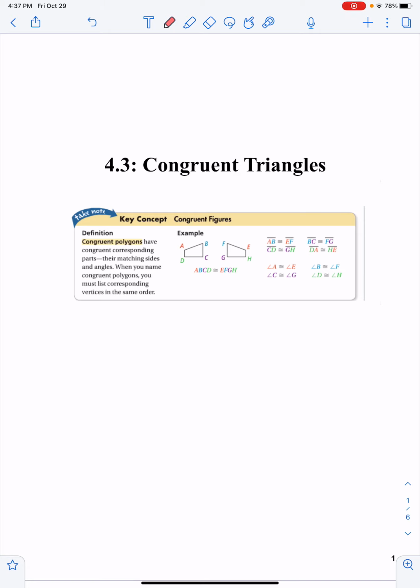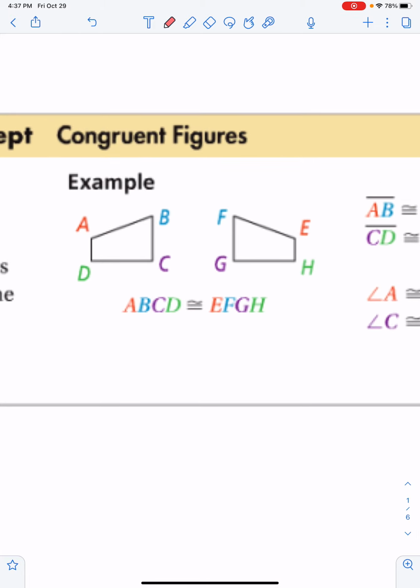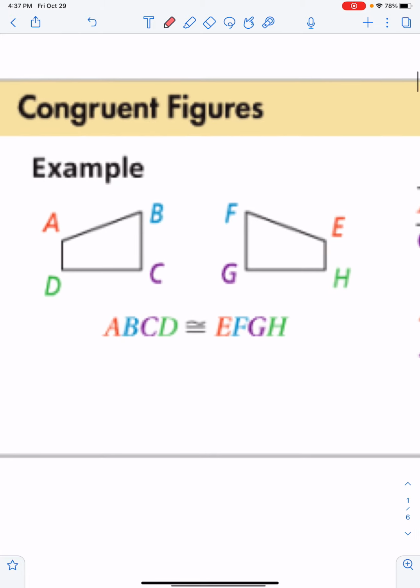Hey guys, this is just a little refresher, a little tutorial on 4.3, congruent triangles. Congruent means the same shape. So congruent triangles have exactly the same shape. They're the same size, the sides match up, and the angles match up. Congruent polygons are just four-sided shapes, five-sided shapes, and other shapes besides triangles.